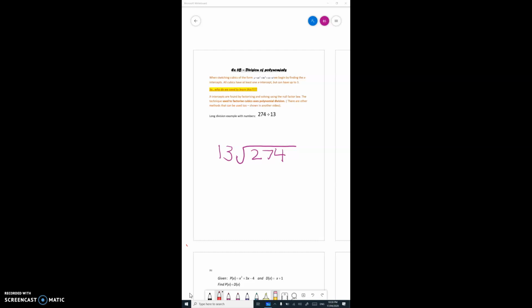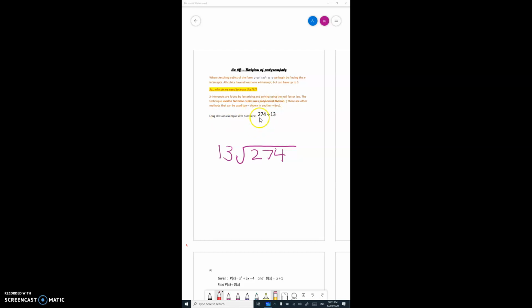One method of factorizing cubics is using polynomial division, and that's the one we're going to look at in this video. There are other methods as well that we will look at later. So first of all, we're going to look at long division with just numbers. And the reason we're looking at long division is because this principle is used in polynomial division.